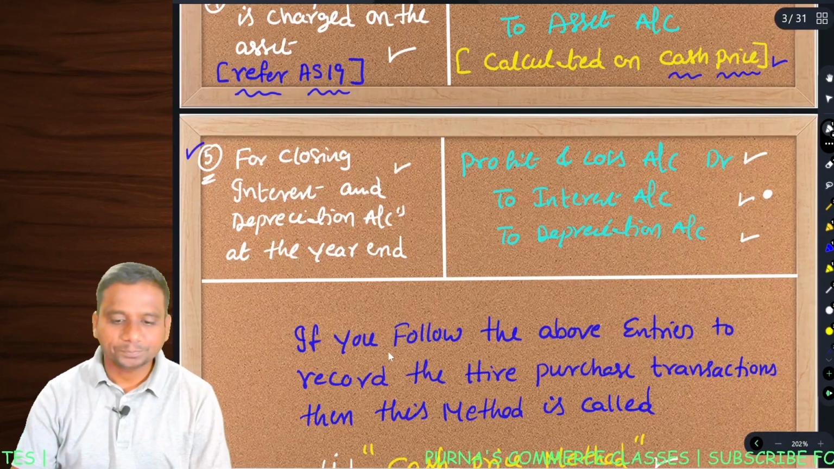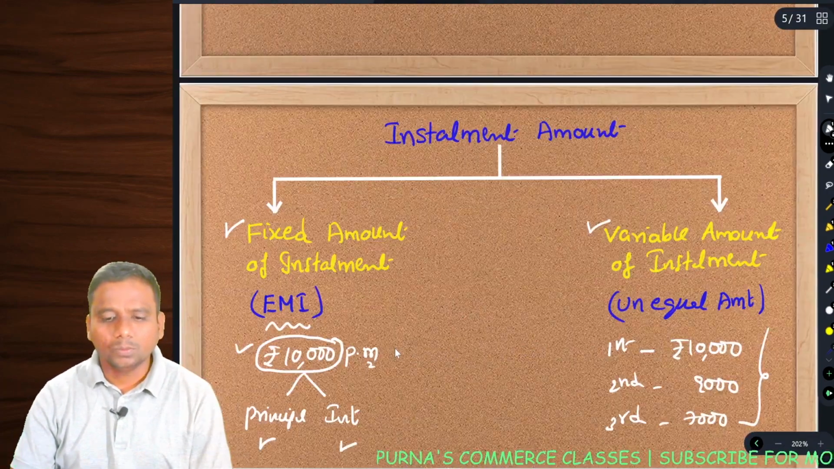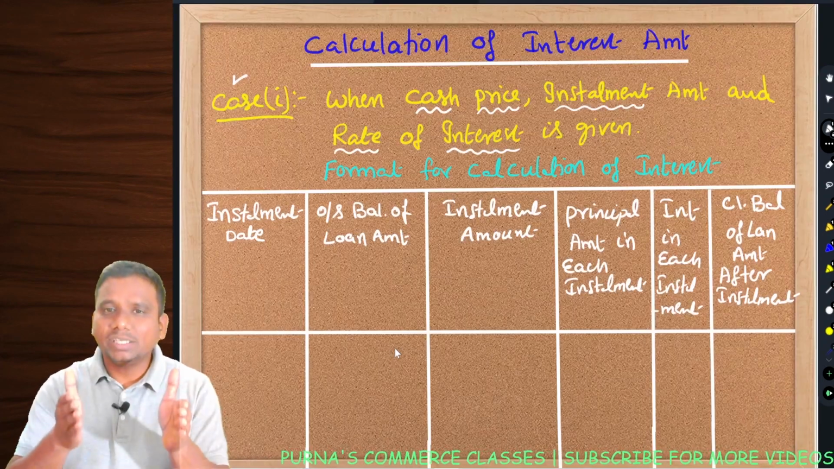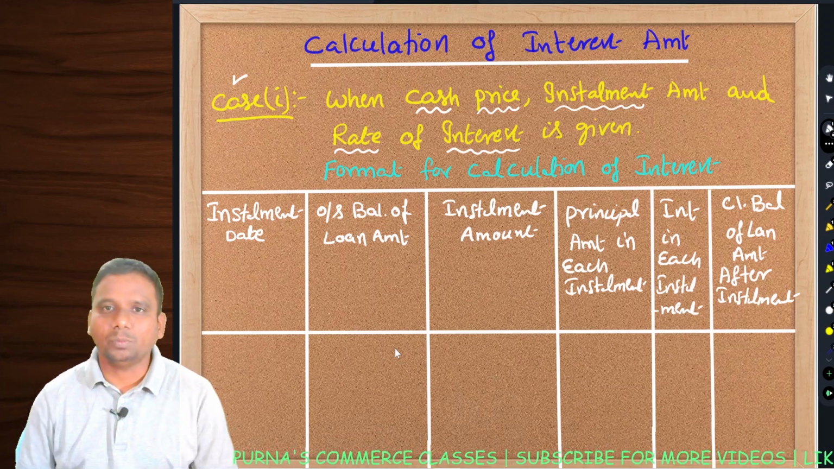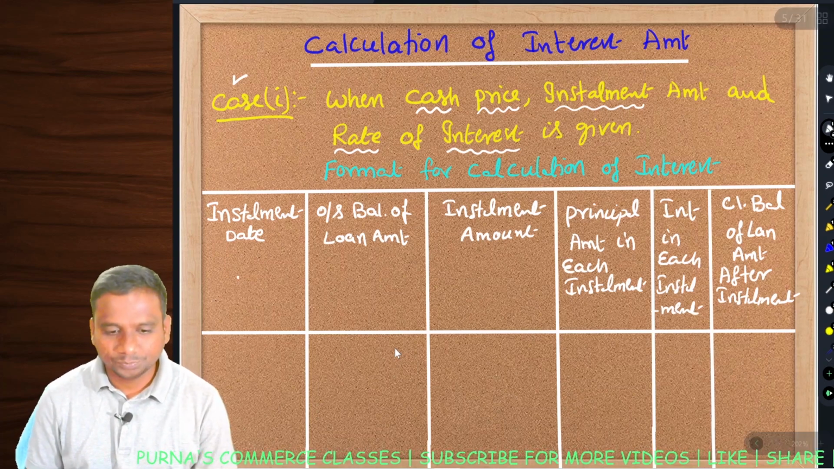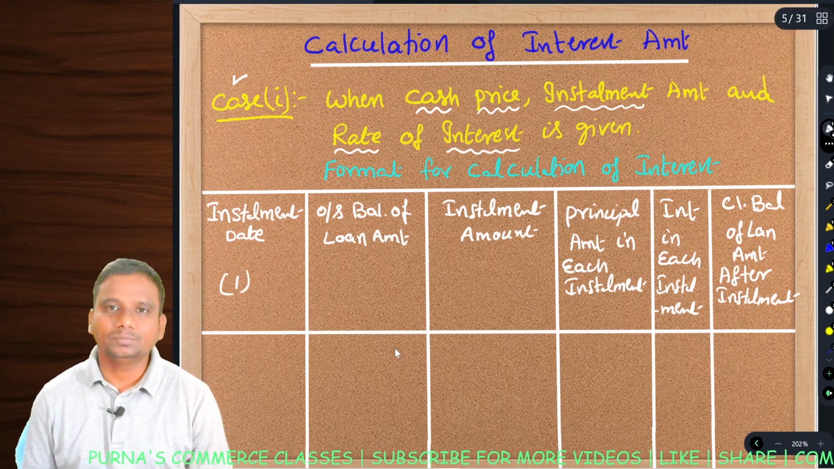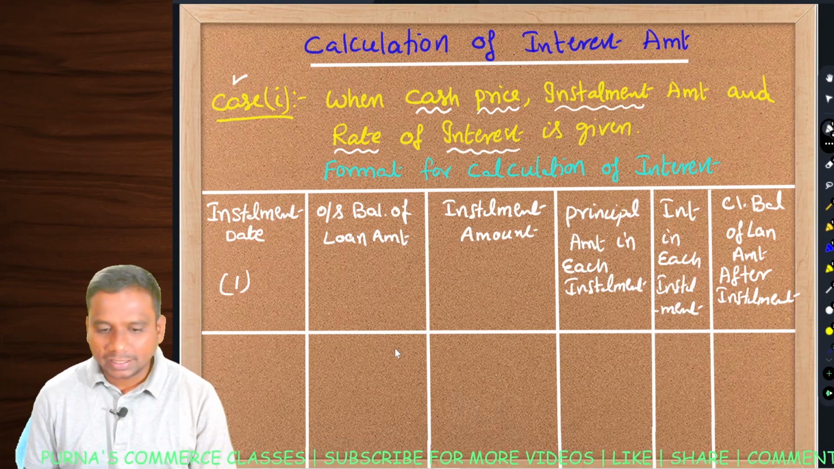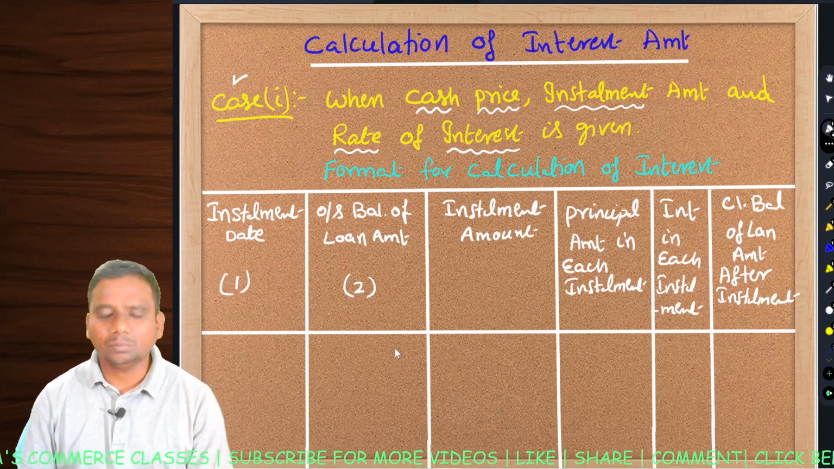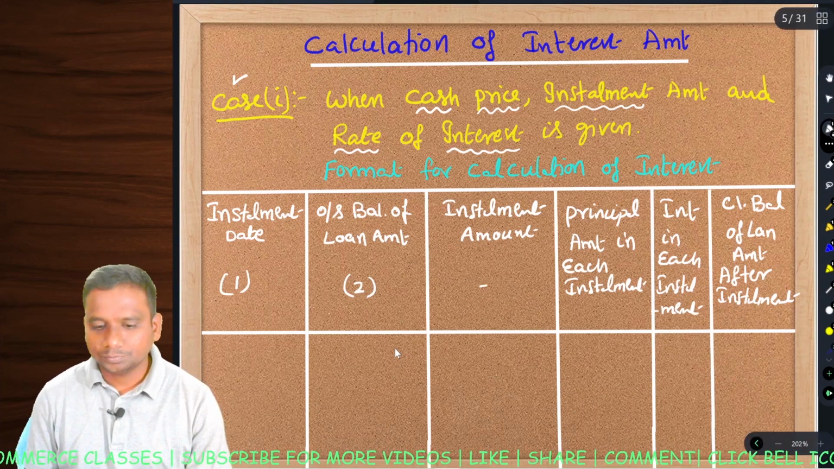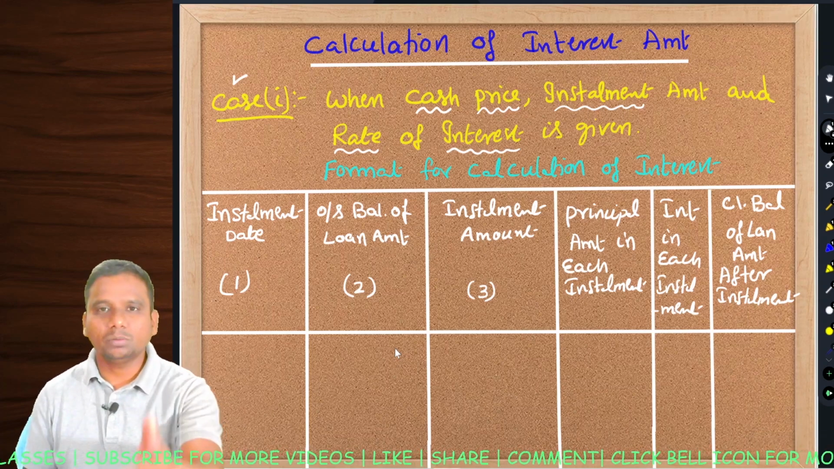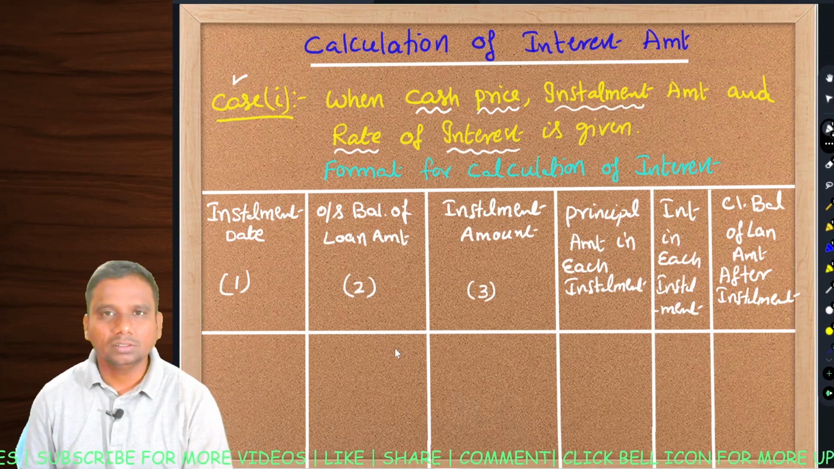Now, how to calculate interest? That is the problem. To calculate interest, you should follow some format. What is that format? Look at the first one: installment date. Second column: opening balance of loan amount, that is, the outstanding balance of loan amount. Third column: installment amount, which they have already given in the problem.